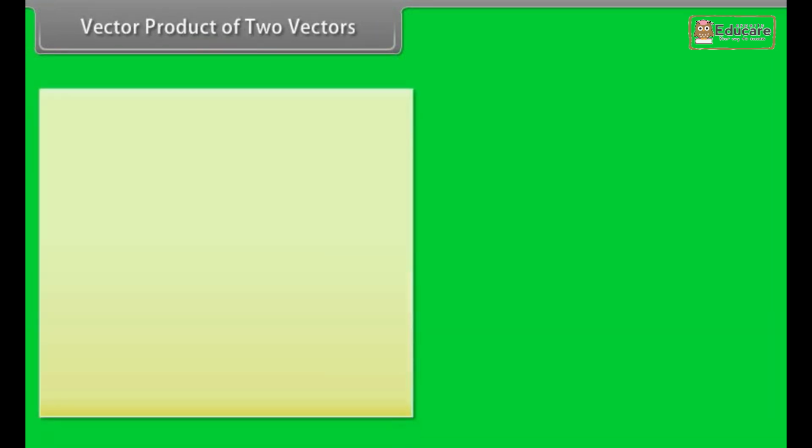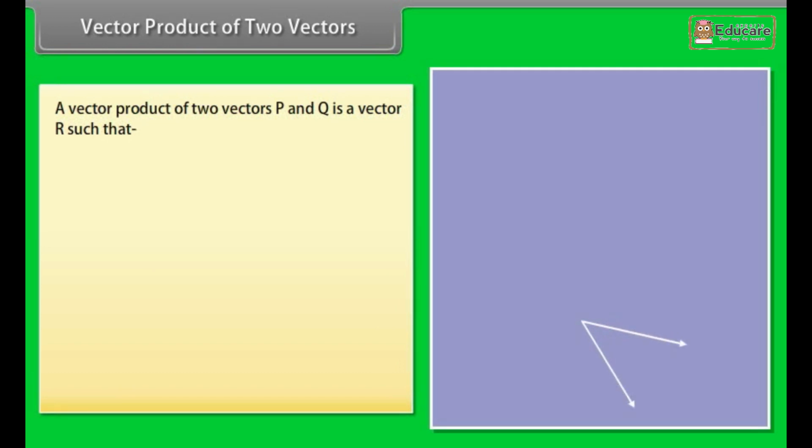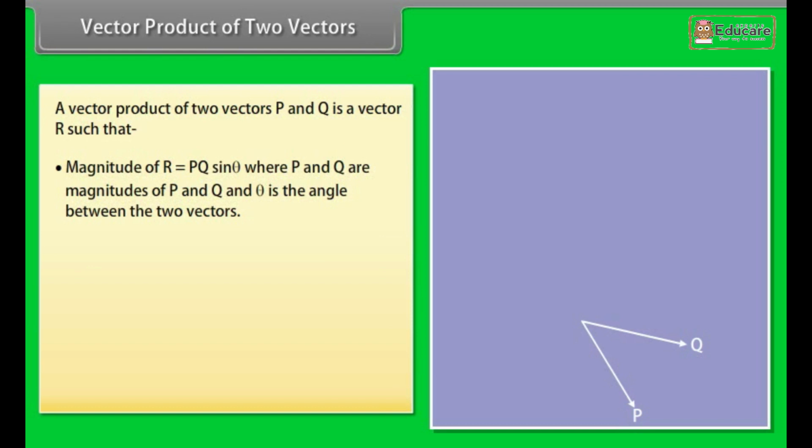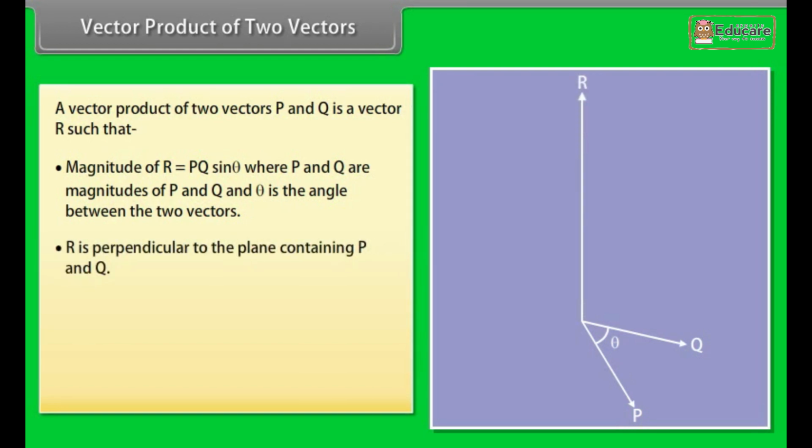Vector product of two vectors. A vector product of two vectors p and q is a vector r such that magnitude of r is equal to pq sine theta, where p and q are magnitudes of p and q, and theta is the angle between the two vectors. R is perpendicular to the plane containing P and Q.